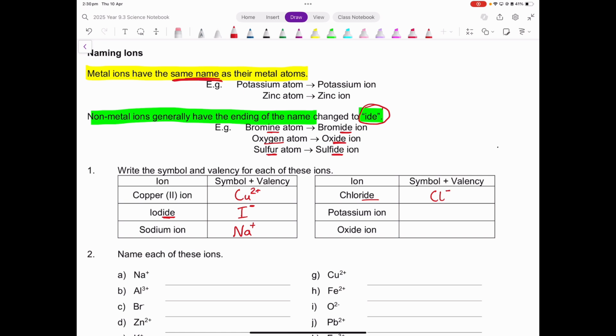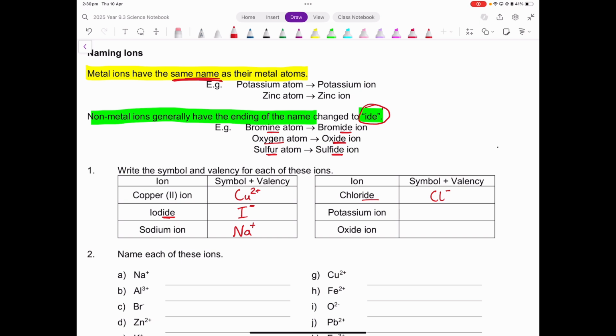Do you have to do Roman numerals? For copper 2, yes, and we'll talk about that in a minute. Aluminium 3? No. Would you get marked down if you didn't know the name for the ion? Yes. So we're going to work on this a lot.